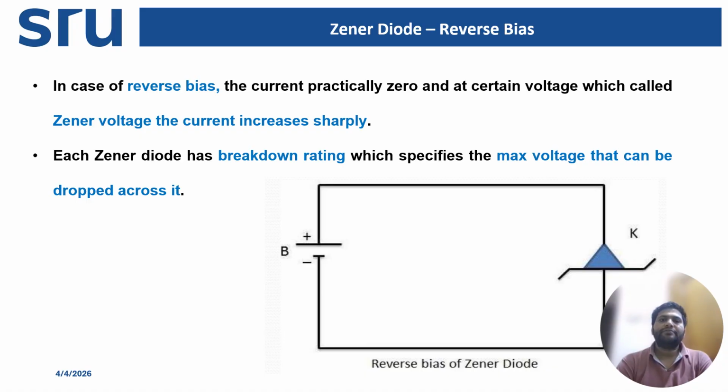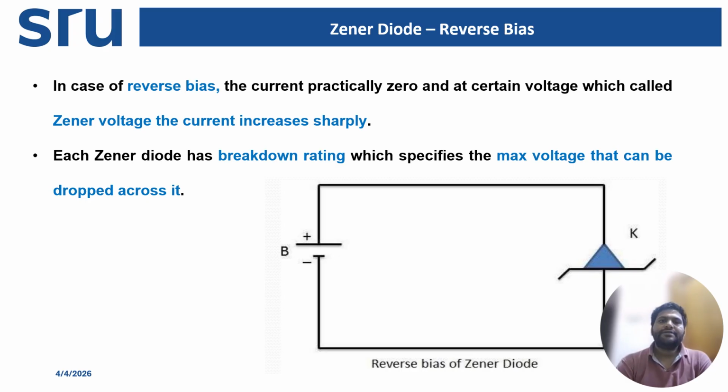So what is the breakdown mechanism in Zener diodes? Depending upon the Zener voltage, if Vz is low, below 5 to 6 volts, breakdown is mainly due to the Zener effect, that is quantum tunneling. If Vz is high, breakdown is mainly due to the avalanche effect, that is impact ionization. In a practical diode, both effects may be present.